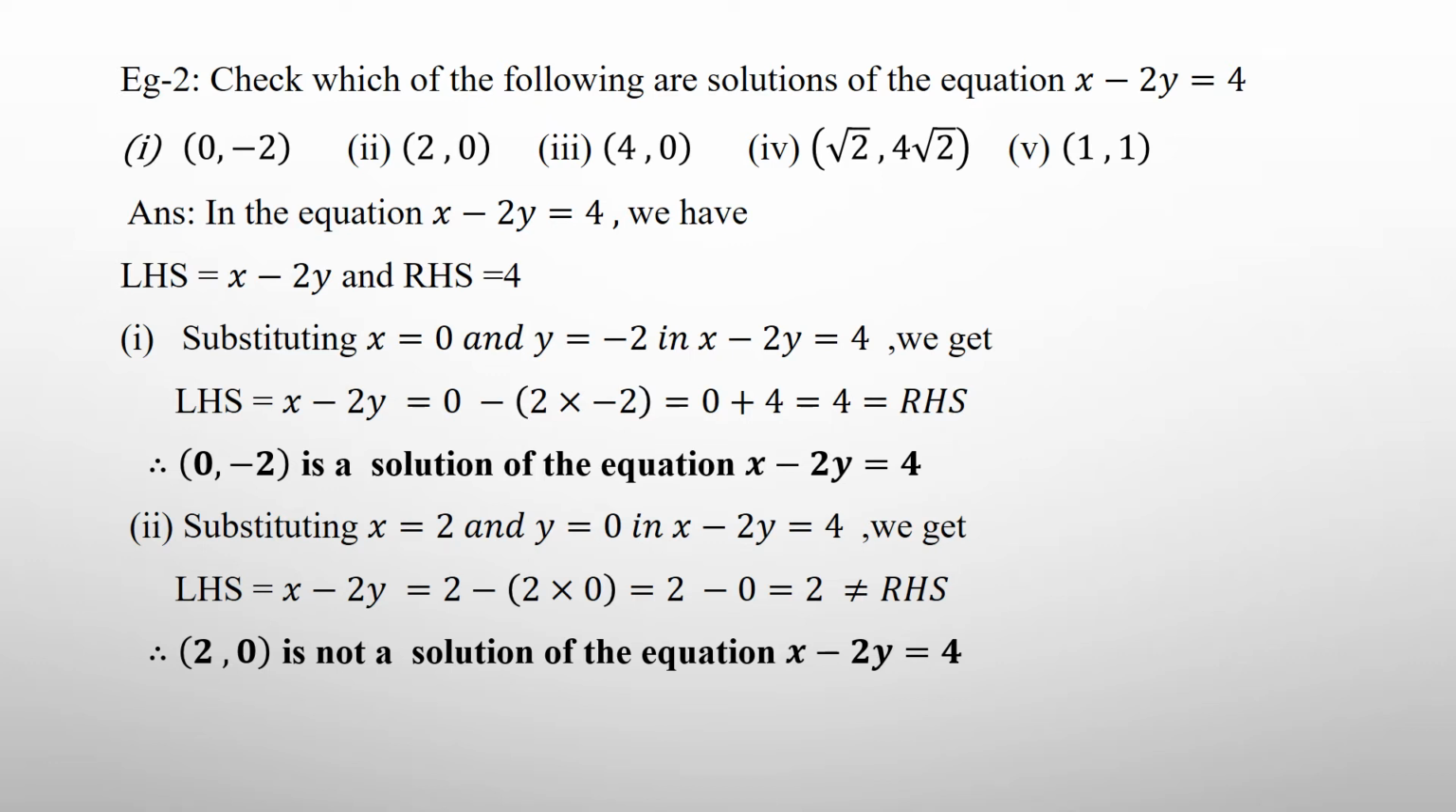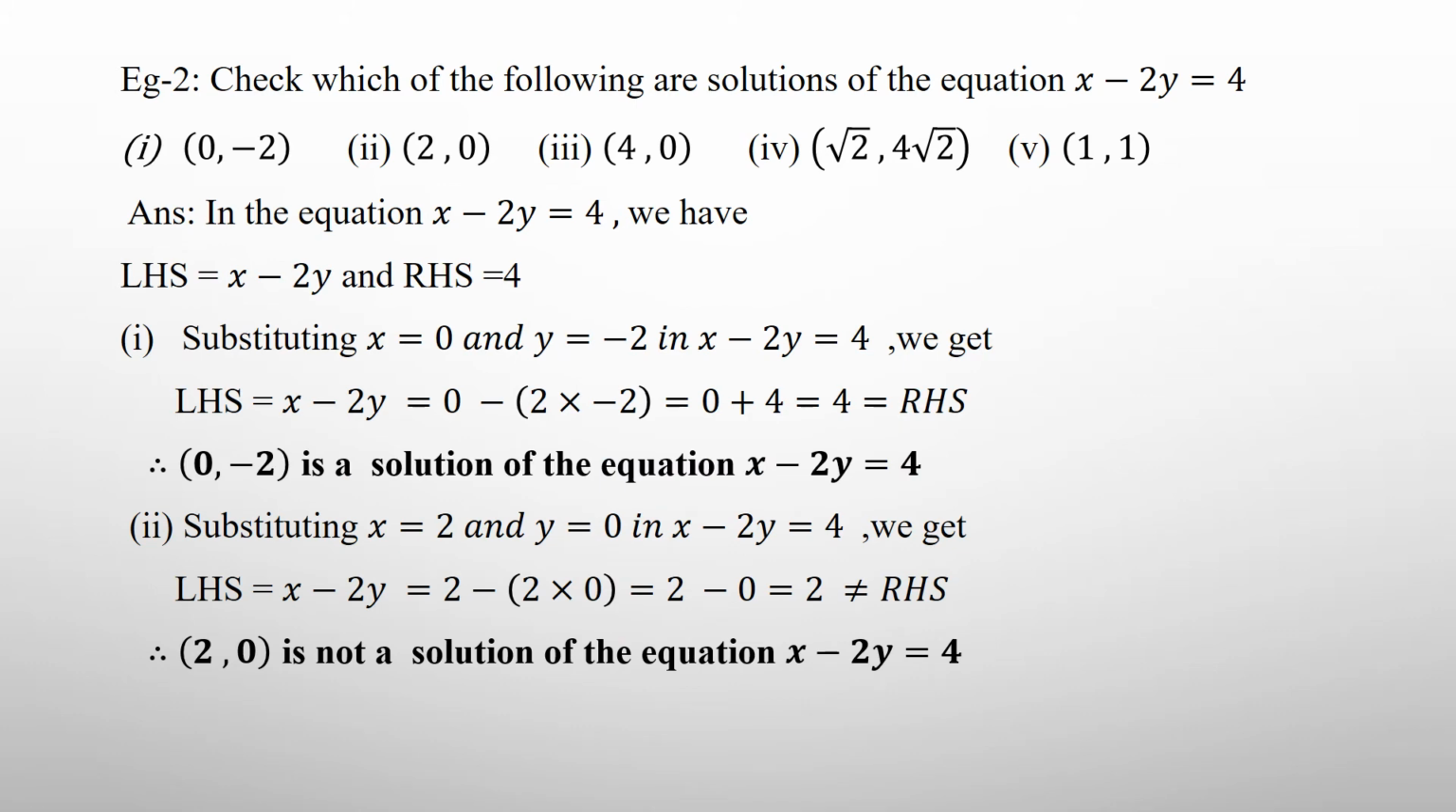The first one, 0, negative 2. That is, substitute x equal to 0 and y equal to negative 2 in the equation x minus 2y equal to 4. Therefore, LHS will be 0 minus 2 into negative 2, which is equal to 0 plus 4 equal to 4, which is the same as our RHS. Therefore, we can say 0, negative 2 is a solution of the equation x minus 2y equal to 4.